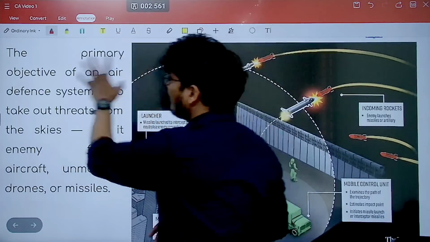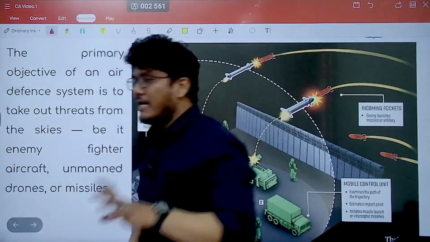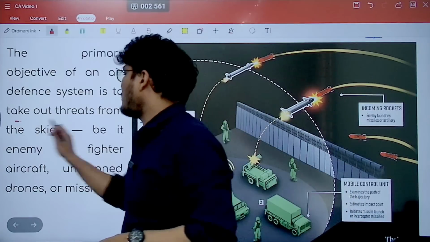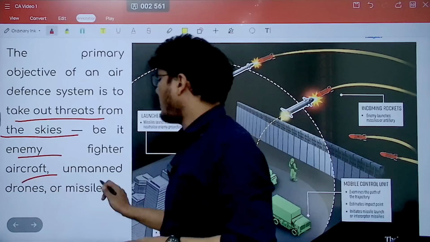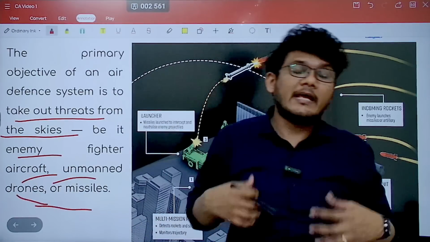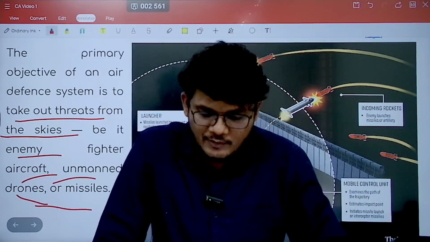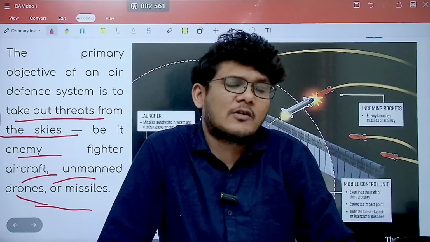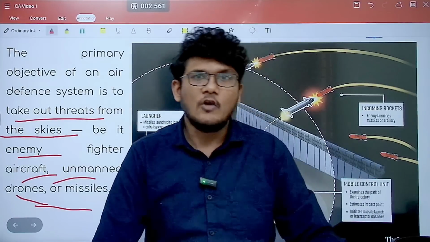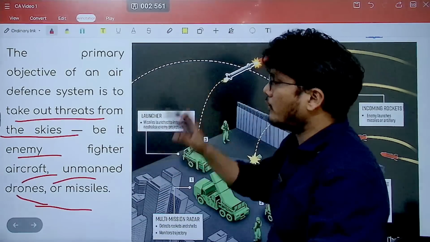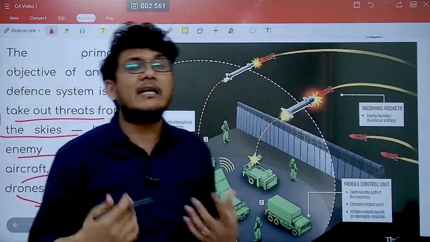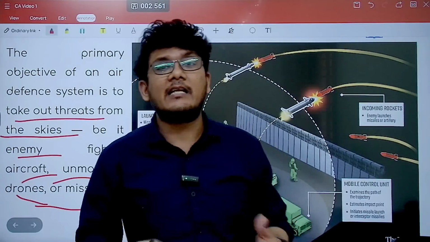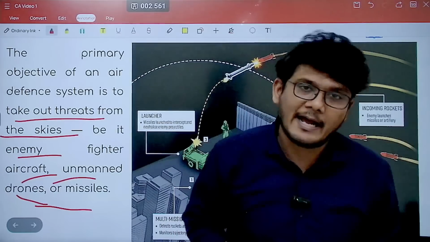It has the objective of taking out the threats from the sky, be it enemy fighter aircraft, unmanned drones, or missiles. In missiles also there are different kinds, for example the ballistic missile, the cruise missile, etc. So this particular system is going to take out threats from the sky, in fact multiple types of threat, and can deal with multiple attacks all at once.